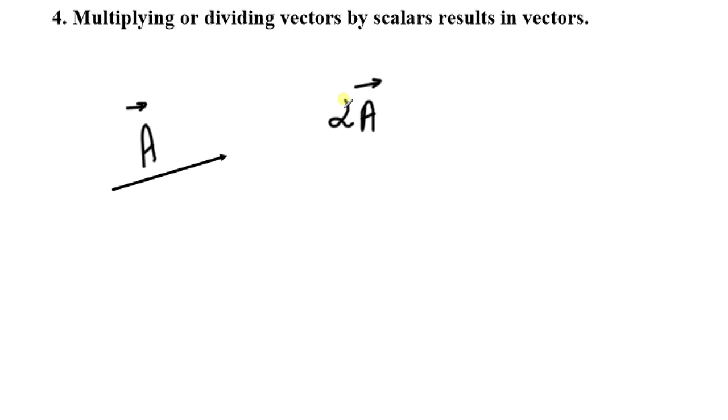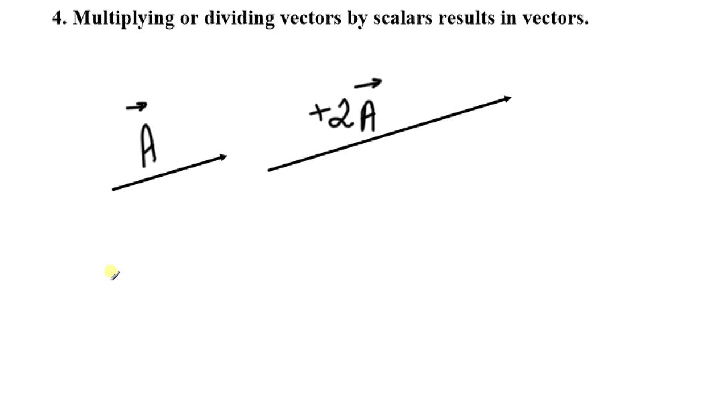2A now is a new vector. But there are common features between the two. The direction of A and 2A is the same because 2 is positive, and the difference is the magnitude. The magnitude of 2A has to be twice as large as A. So if I draw 2A, it will be this big. This is A, and this is 2A.